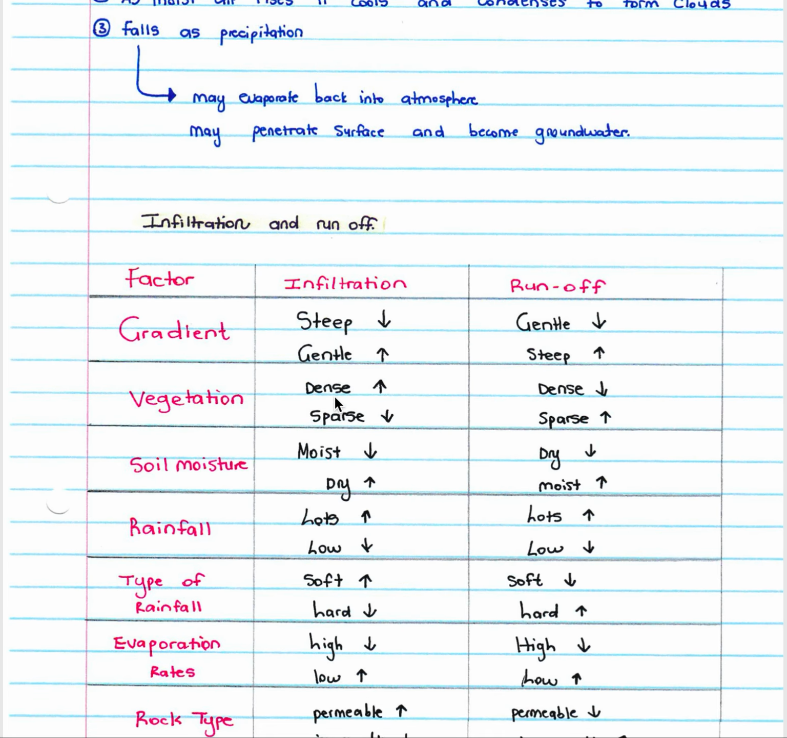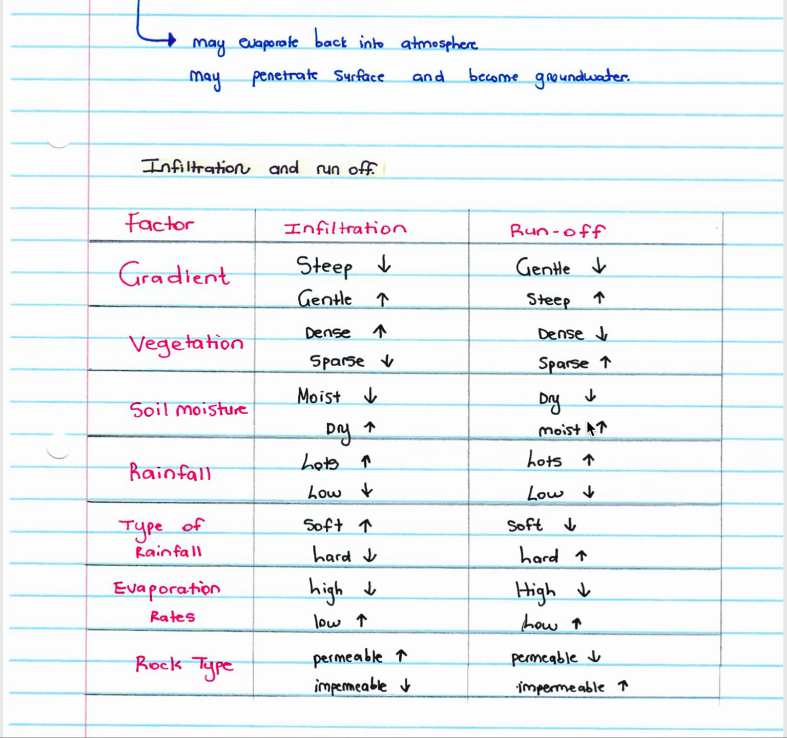Vegetation affects your infiltration. If it is densely vegetated, then you'll have more infiltration. Your vegetation traps the water, leading to slower runoff and therefore more infiltration. And if it's sparsely vegetated, then your water will run off more quickly, leading to less infiltration. The opposite is true. If it's densely vegetated, there's less runoff because your vegetation traps your water. And if it's sparsely vegetated, then you'll have more runoff because there's no vegetation to stop your runoff of water.